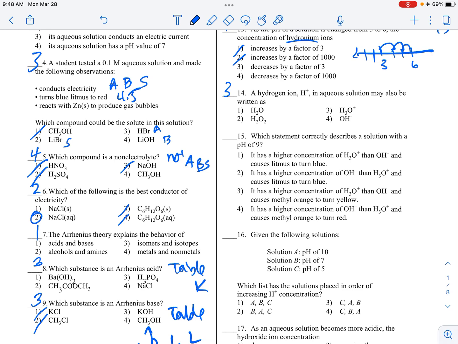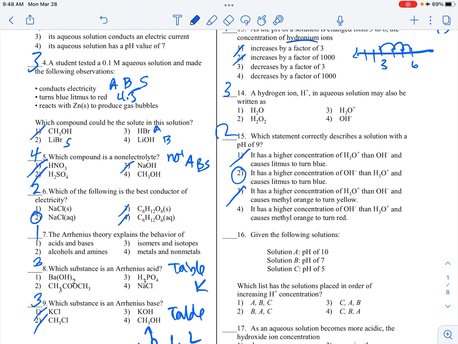Which statement correctly describes a solution with a pH of 9? So pH of 9, I already know that's a base because I know my basic pH scale. So a base would have more hydroxide than hydronium. And what happens with litmus? Blue to red is acid. Red to blue is base. So litmus will turn blue.